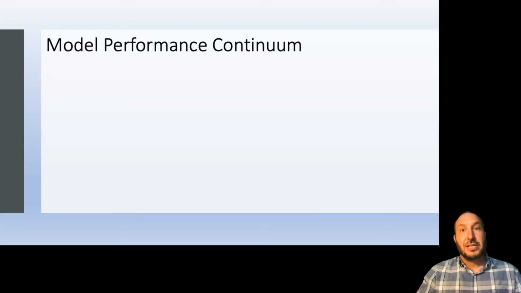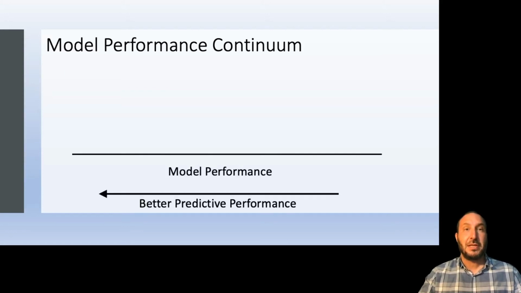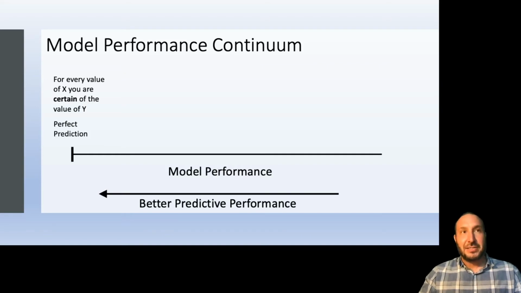So here we're going to start talking about what I call a model performance continuum. We're basically just going to define an axis for model performance. And we're going to say that better predictive performance lies on the left-hand side of this axis. So at the extreme left-hand point of this axis, we have perfect prediction. What does perfect prediction mean? It means that for every value of x, you're absolutely certain of the value of y. So this is an ideal state. And it may or may not be achievable depending on your particular problem.